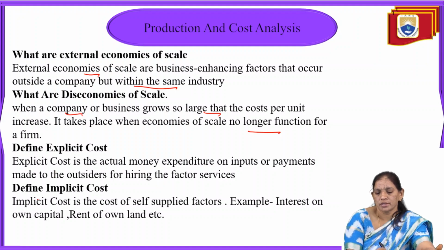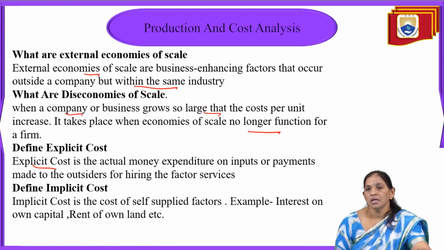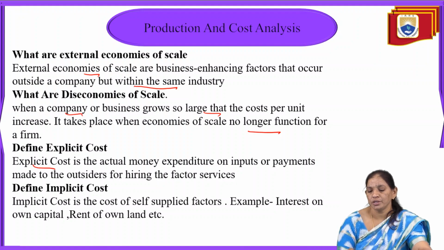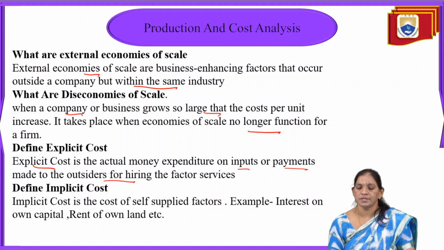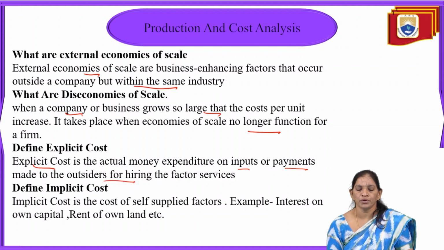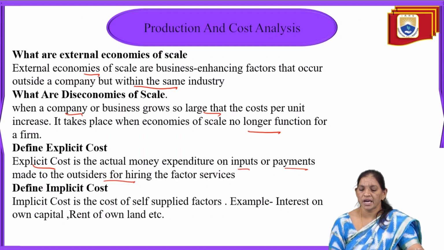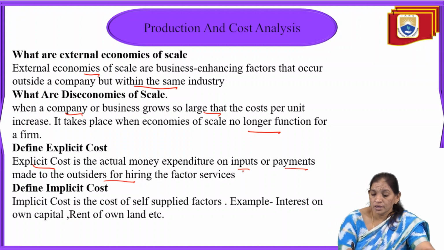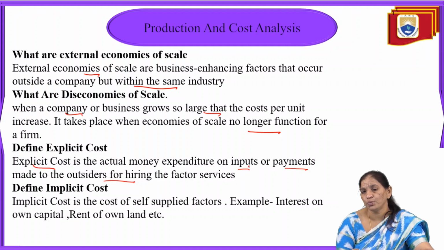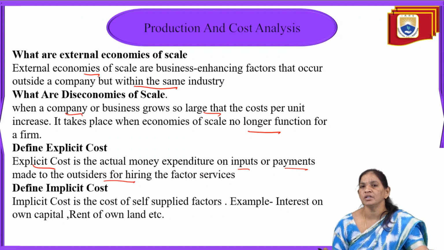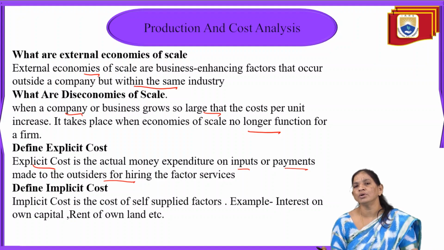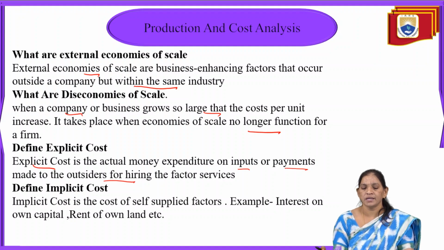Define explicit cost. Explicit cost is the actual money and expenditure on inputs or payment made to the outside for hiring factor services, meaning any cost or expenditure which actually involves inputs, purchasing or gathering inputs, or payment done outside for hiring factor services. For purchasing inputs, we give the payment outside the organization for hiring these services.